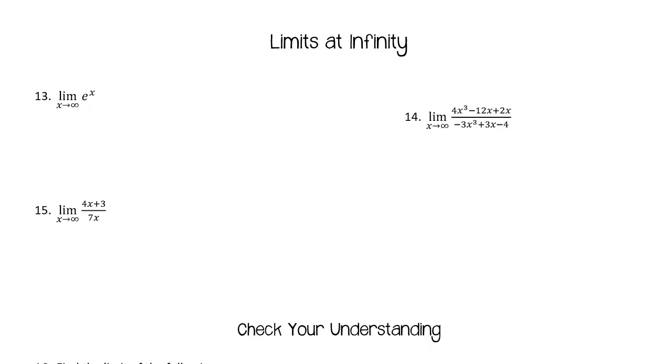This first one is not a rational function, but we want to find the limit as x goes to infinity of e to the x. Just a reminder, e is a number. It is not a variable. So it is the same thing if I said 7 to the x or 3 to the x. So for this one, we have a number raised to a power, and that power is infinity. Well, this is going to go to infinity.